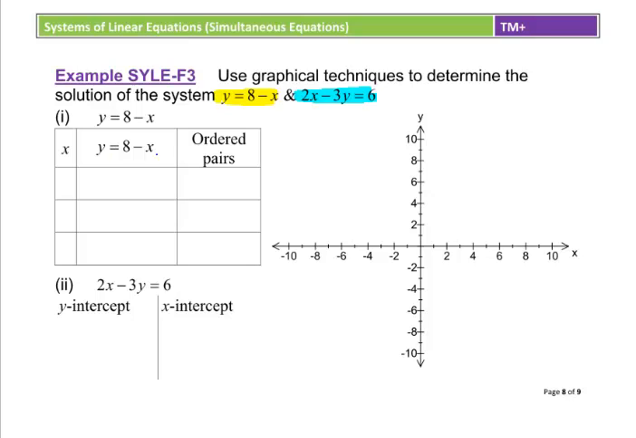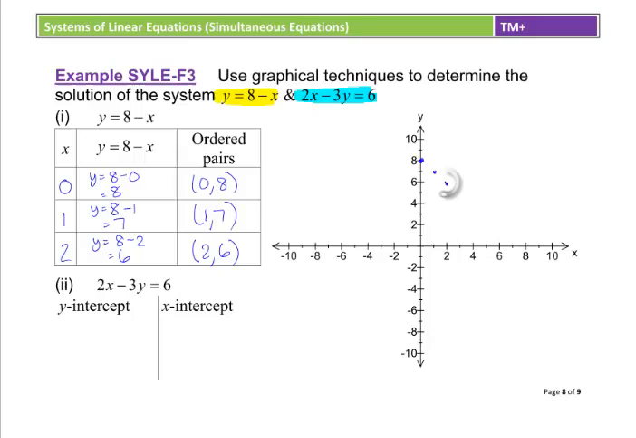So for the first one, y equals 8 minus x, I'm going to use x is 0, x is 1, x is 2. So I have y equals 8 minus x, so 8 minus 0 is 8. So that's 0, 8. My next one, y equals 8 minus x, which is 1, which is 7. And my next, y equals 8 minus x, which is 2, which is 6. So 2, 6. Then I can sketch this point, so 0, 8, 1, 7, 2, 6.